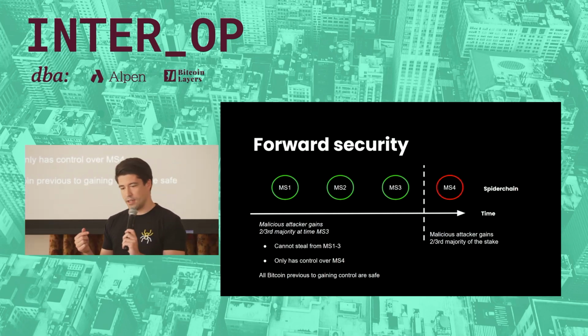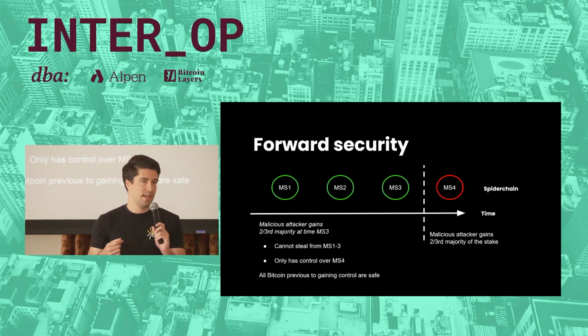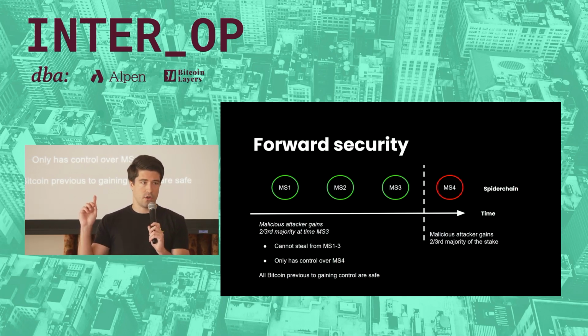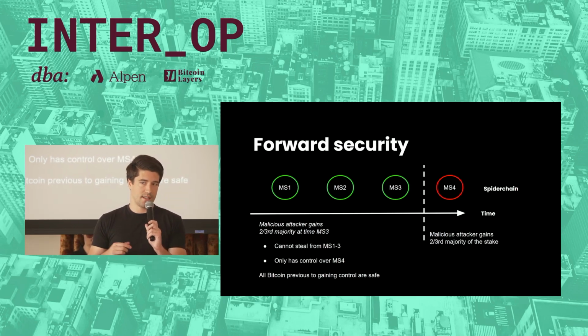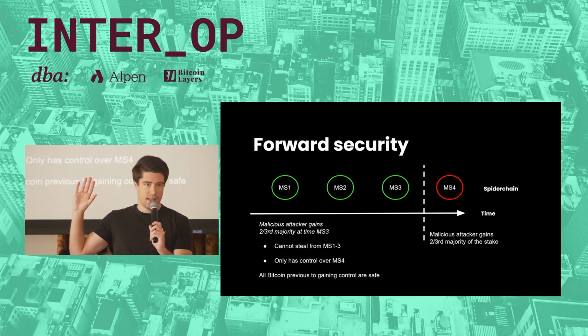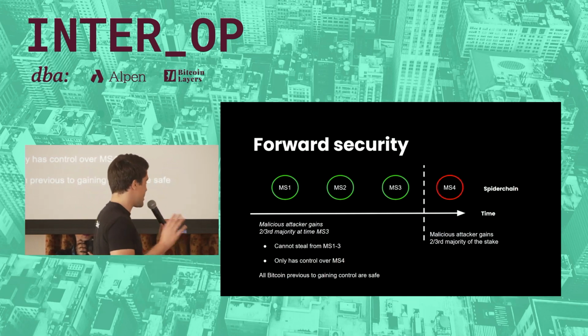One often mentioned misconception is that an honest majority would be able to steal all the Bitcoin in Spiderchains. That's not true, because it's forward secure. Forward security is a concept that comes from cryptography, forward secrecy, typically from encryption. Forward secrecy basically means if you were to steal someone's key, they wouldn't be able to decrypt older messages. The same concept applies here, and let me explain what that actually means.